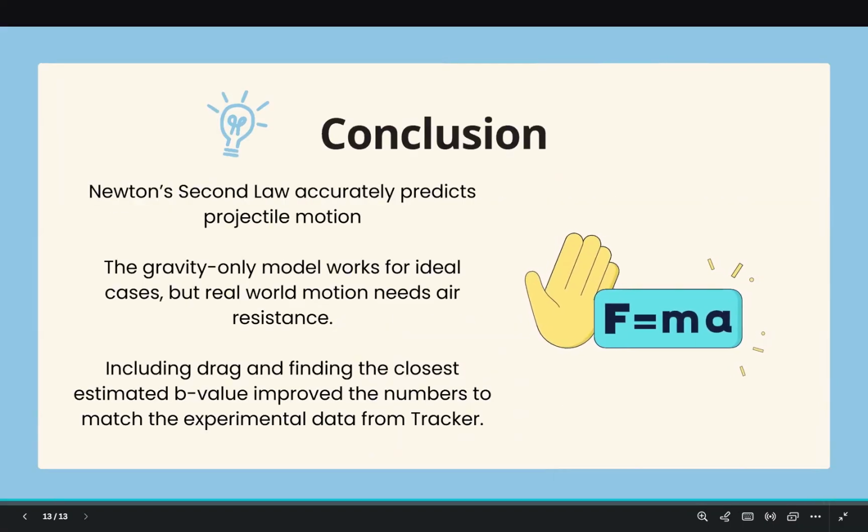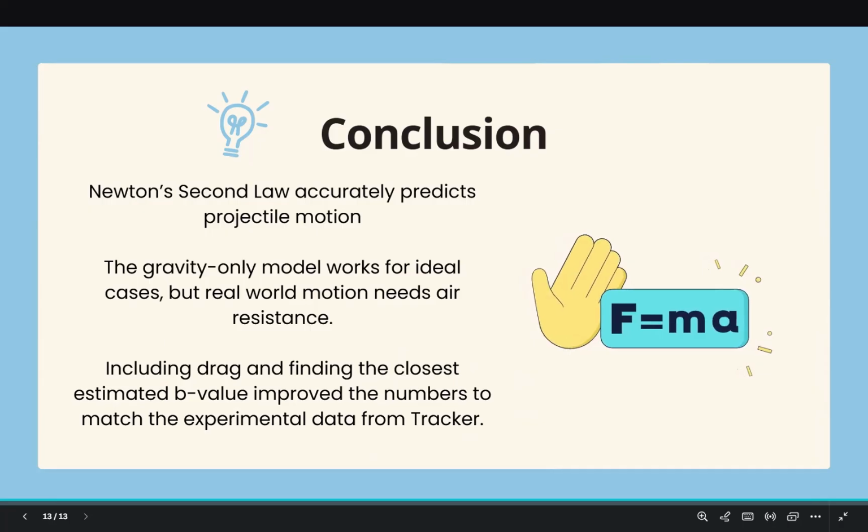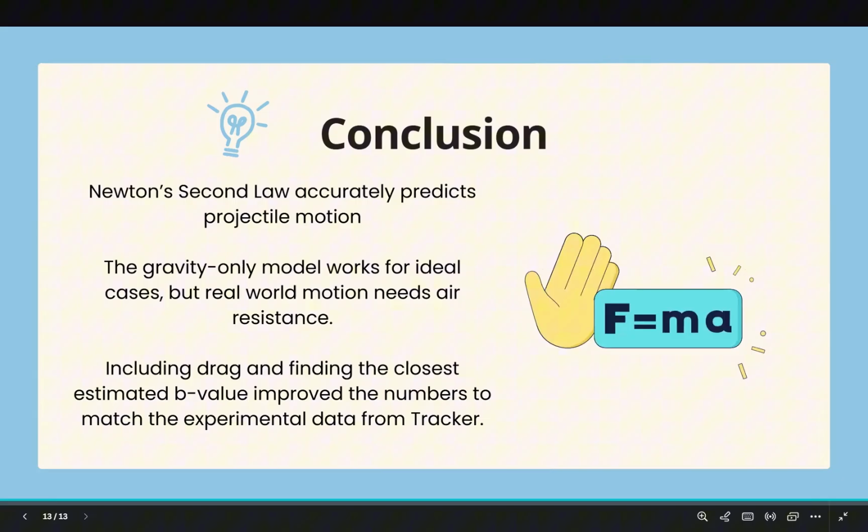In conclusion, the lab demonstrated Newton's second law accurately describes projectile motion. The gravity-only model works for ideal situations, but in real-world situations, the motion requires air resistance.